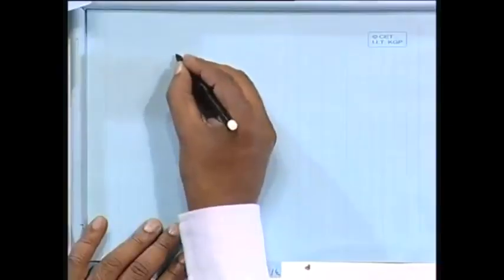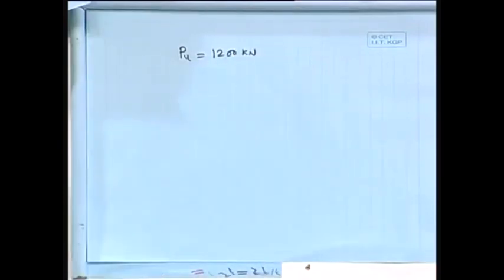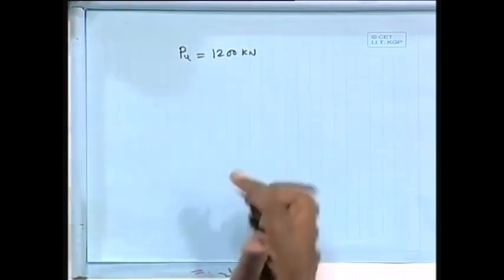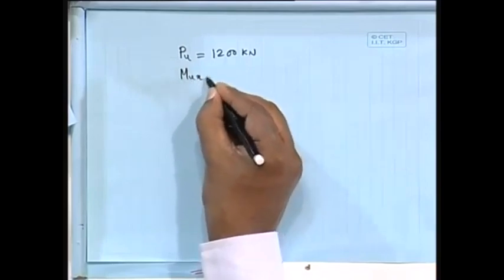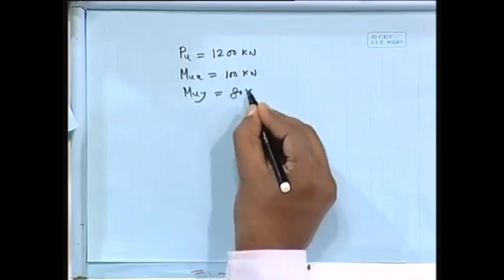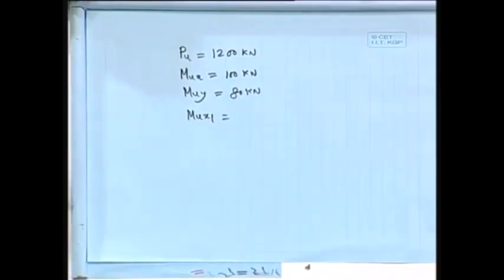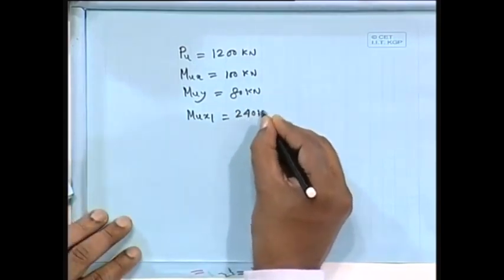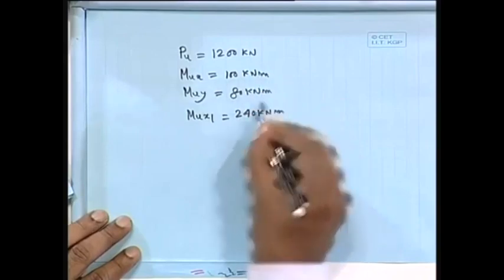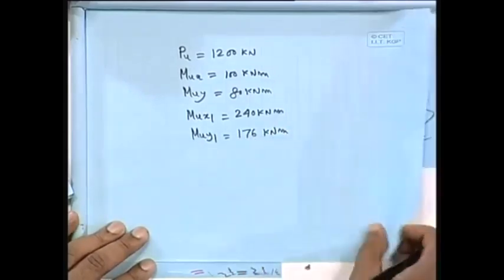So what we shall do here, let me come to that portion where I have missed those values. Pu equal to 1200 kilonewton, Mux equal to 100 kilonewton meter, Muy equal to 80 kilonewton meter, Mux1, how much have you got? 240 kilonewton meter. And Muy1 176 kilonewton meter. I think I am going out of paper.